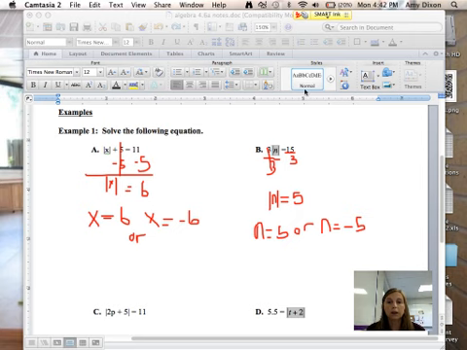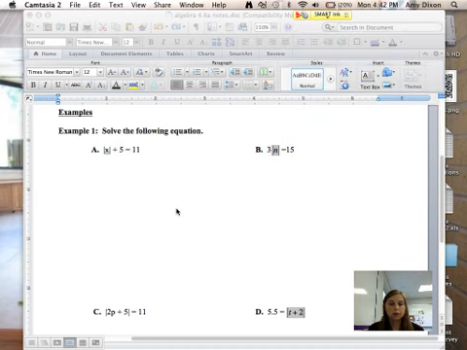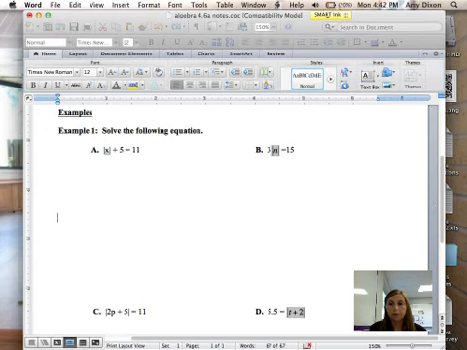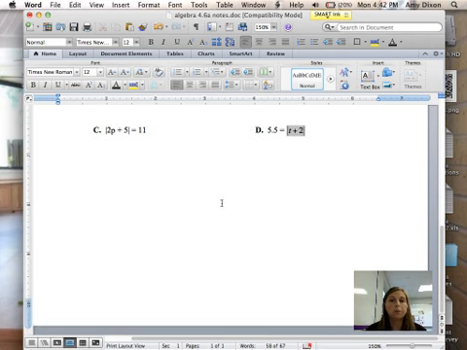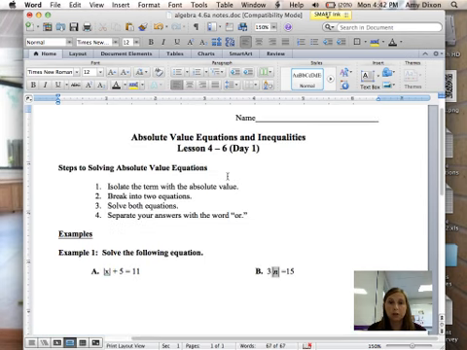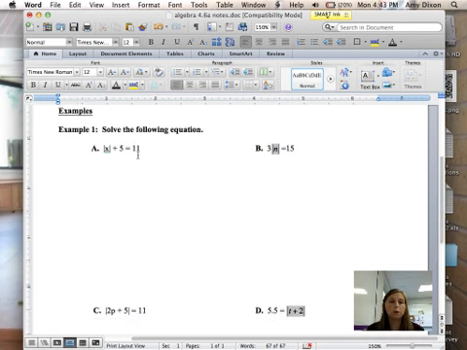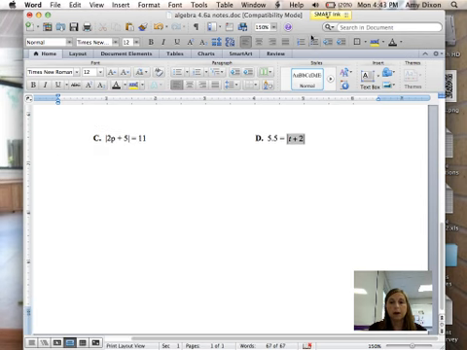And the next couple that we're going to look at, we already have the absolute value isolated, but we just have to set up two different equations. So looking at letter C, we have the absolute value of 2p plus 5 equals 11. Alright, so our absolute value is already isolated. So back up here, on step 1, isolate the term with the absolute value. We don't have to do that on these because it's already that way. So we're going to break it into two equations. They won't be quite as easy as these others right away.